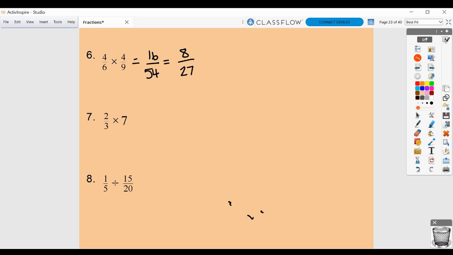Okay, number 7. Here's multiplying straight across. Remember, you can always put that 7 over a 1. 2 times 7 is 14. 3 times 1 is 3. Make that into a mixed number. How many times does 3 go into 14? 4 times, with a remainder of 2.